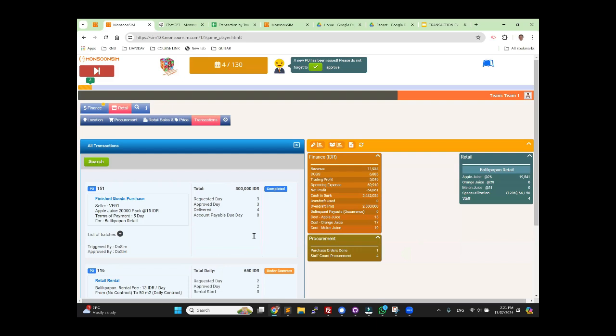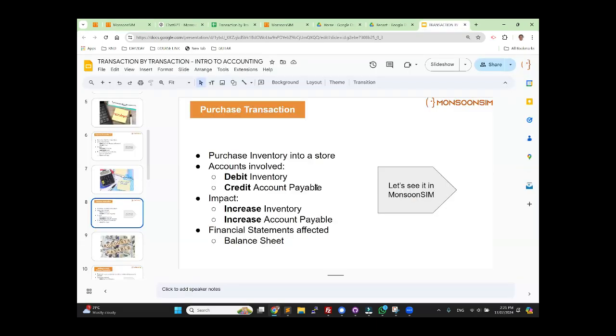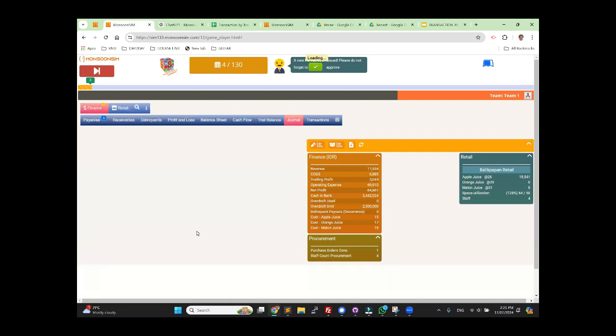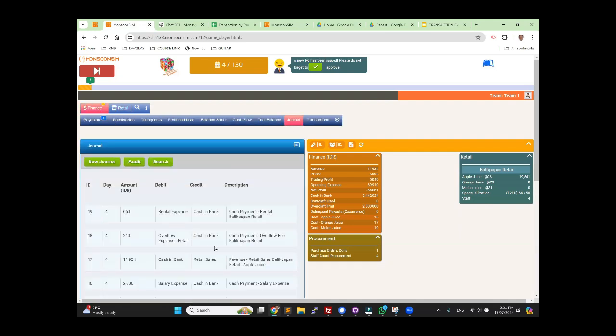So what happened now is, check out the transaction. Debit inventory, credit account payable. So let's see the journal. Debit inventory.